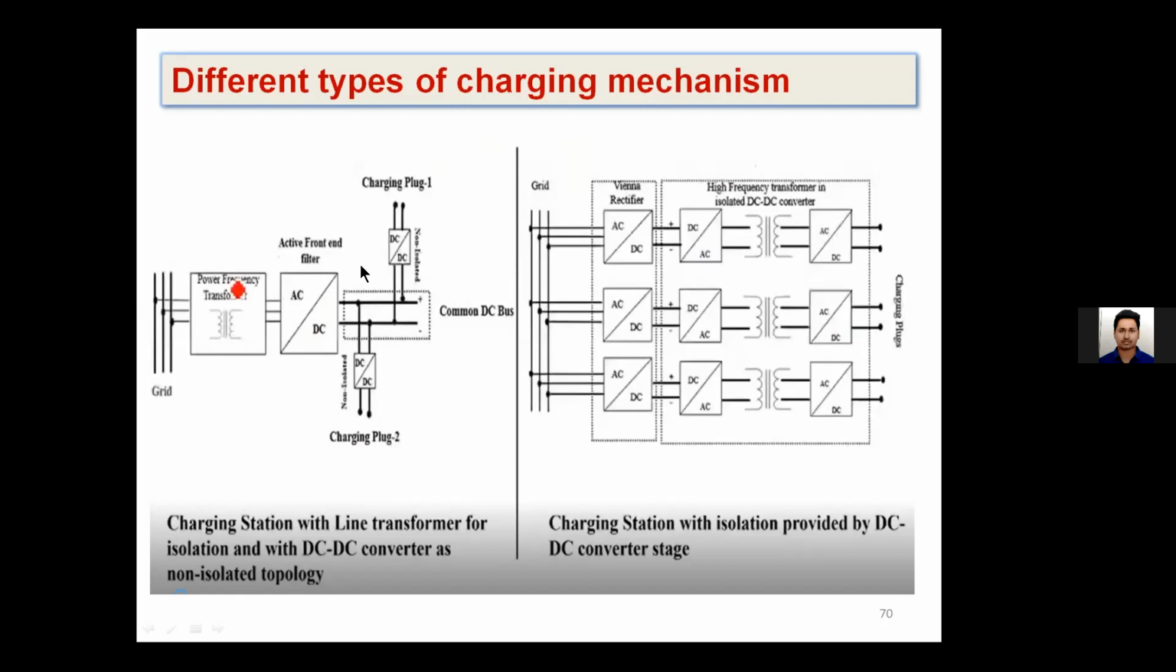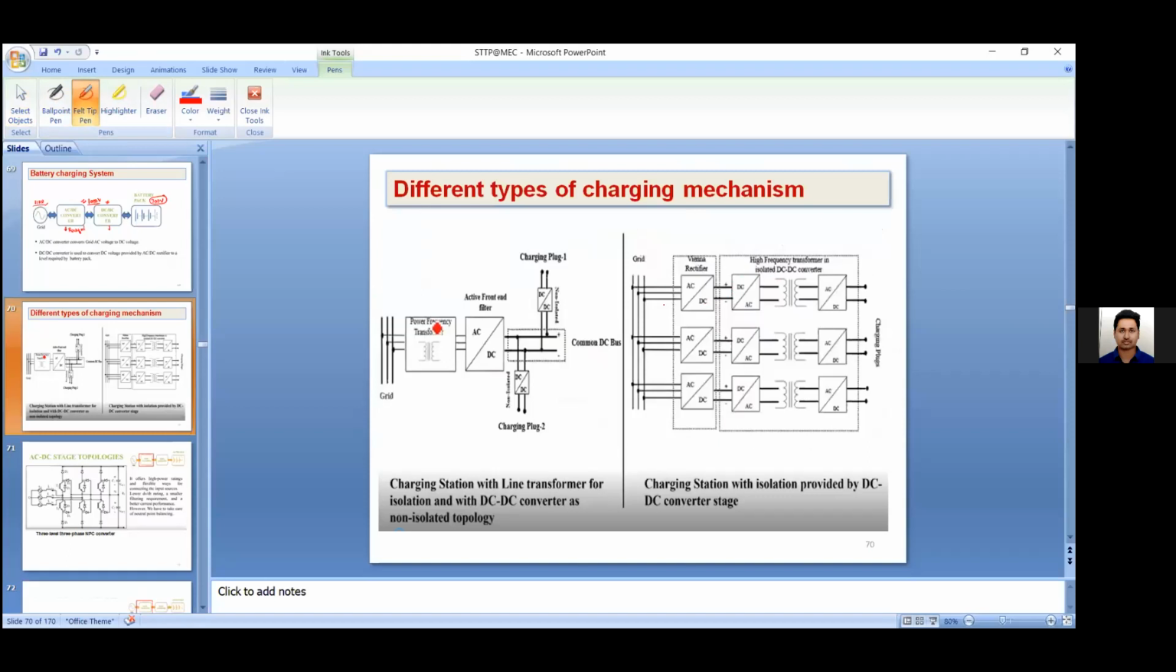Here, if you observe, we have different charging plugs. Here you have one plug, which can be used for one vehicle, and this can be used for another vehicle. So two vehicles can be simultaneously charged using this particular setup. This is one such configuration.